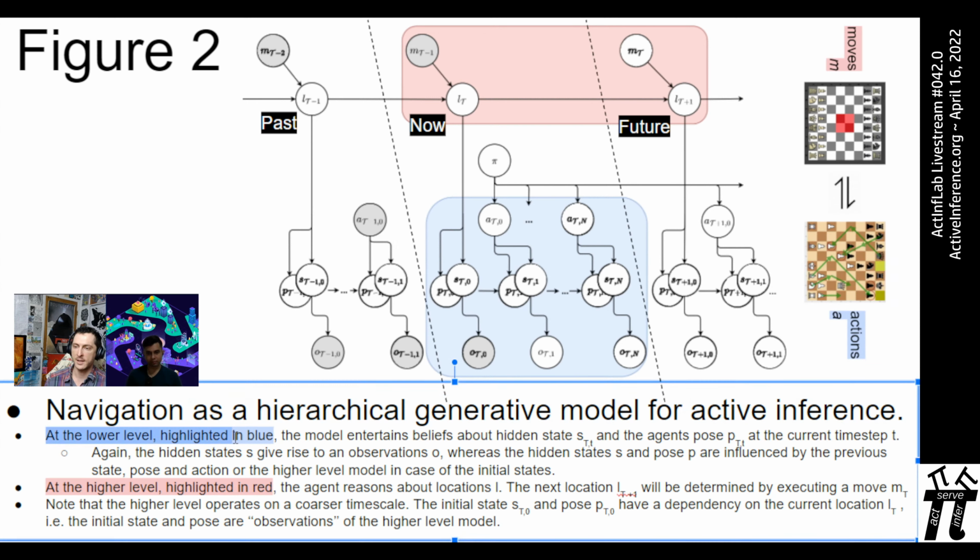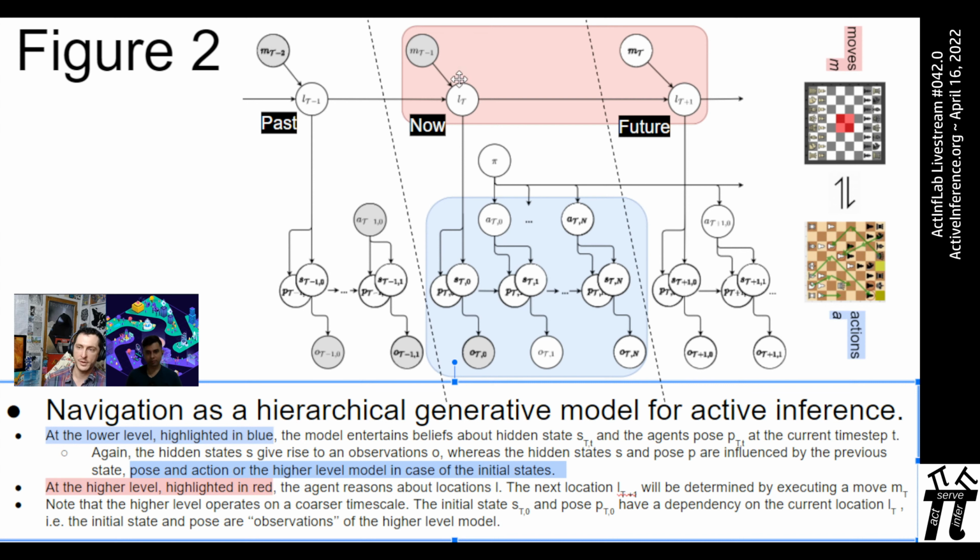And at the lower level, highlighted in blue, the model is entertaining beliefs about hidden states S, that agents and the agents pose P. So here's the S and the P. Like each time step, there's a hidden state and the pose. The hidden states are giving rise to the observations O. And then the hidden state and pose are influenced by the previous state. That's the arrow coming horizontally. Pose and action, or the higher level model in the case of the initial states. And so here is like at each time step. So here we're in this blue block with a T, like at the faster model time step.